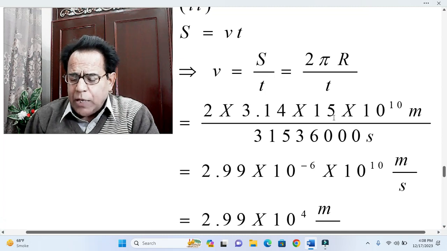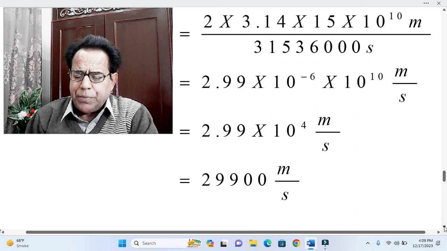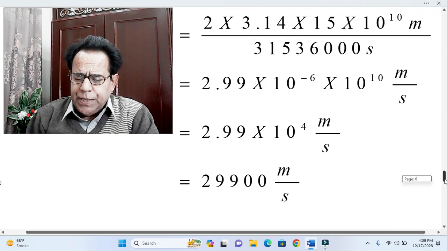Now the value of R which is provided in the statement is 15 into 10 raised to the power 10 meter, divided by T, the time of 1 year. 1 year in terms of seconds has been written as 31,536,000 seconds. Next, after simplification, we get V equal to 2.99 into 10 raised to the power 4 meter per second, or 29,900 meter per second.